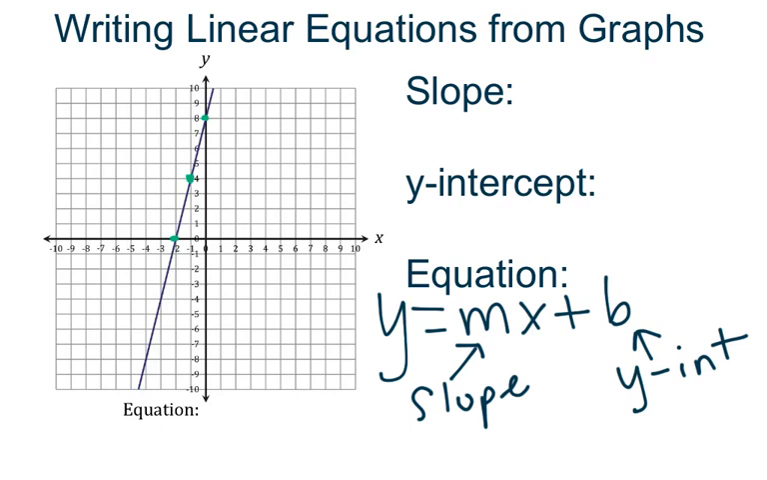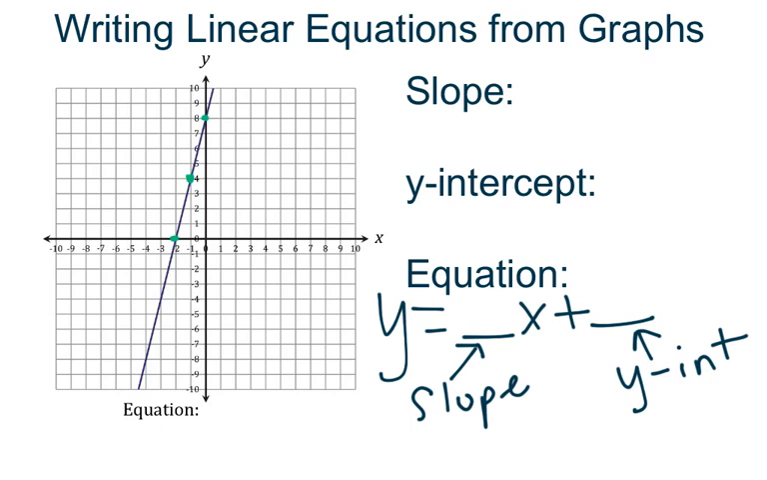So we're going to talk through that as we go, and then what we'll do is replace m and b with what we find from the problem. So I'm just going to put some blanks there. So we usually do blank x plus blank. So let's start with the slope.